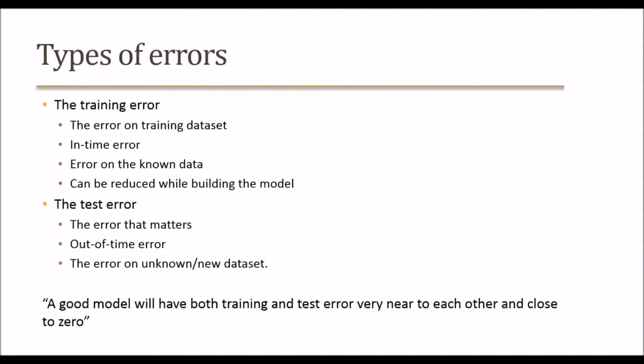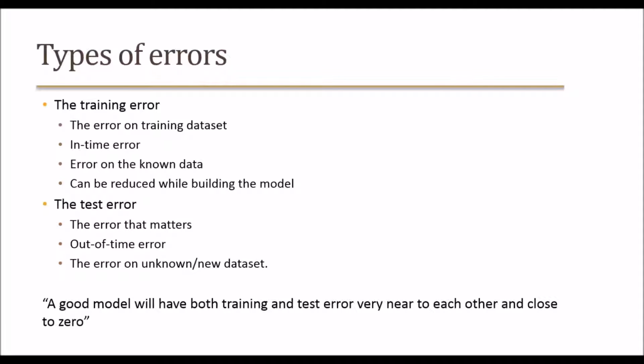The test error, in fact, is the error that really matters. It is also known as out of time error: the error on the unknown data set or the new data set. If a model is really doing good on the training data set, it should do good on the test data set. If it is not doing good, then that is not really the best model. It needs to be rebuilt or recalibrated.